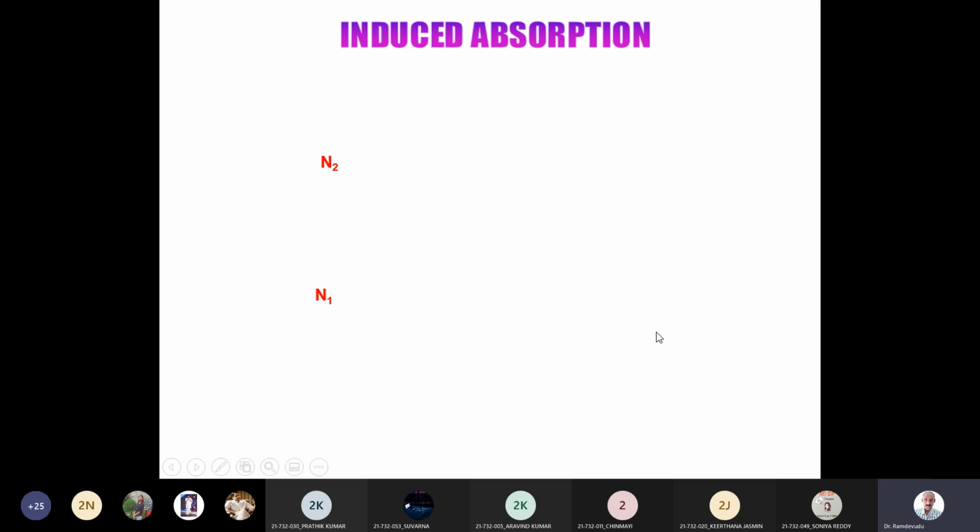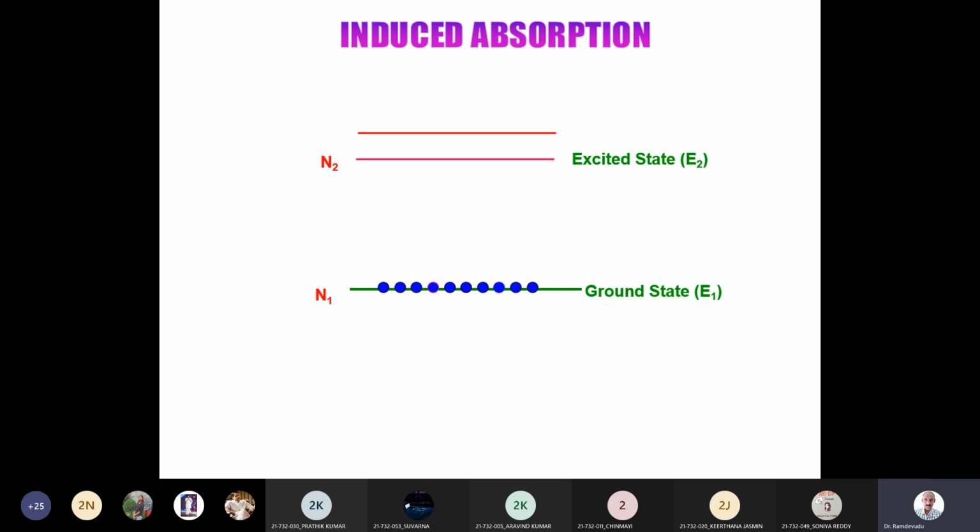Yes, sir. We just start our class by repeating what we have learned in the earlier class quickly, and we'll go. We have seen in the earlier class what is induced absorption. We have two levels, call it the ground state and the excited state. In general, the ground state is the more preferable state because it's a stable state. Hence, under normal thermal equilibrium conditions, there are more atoms in the ground state. Therefore, N1 is greater than the number of atoms in the excited state, N2.